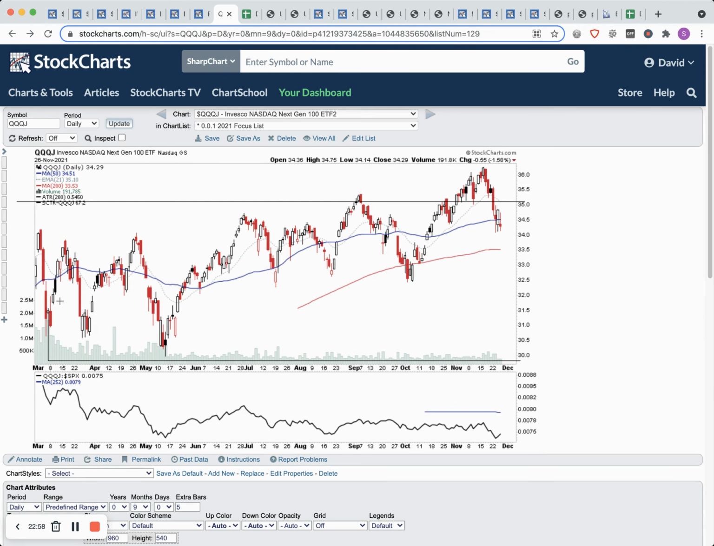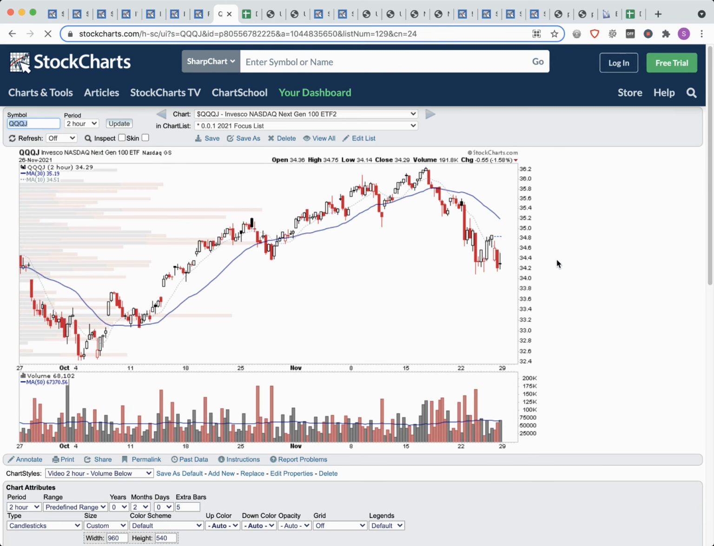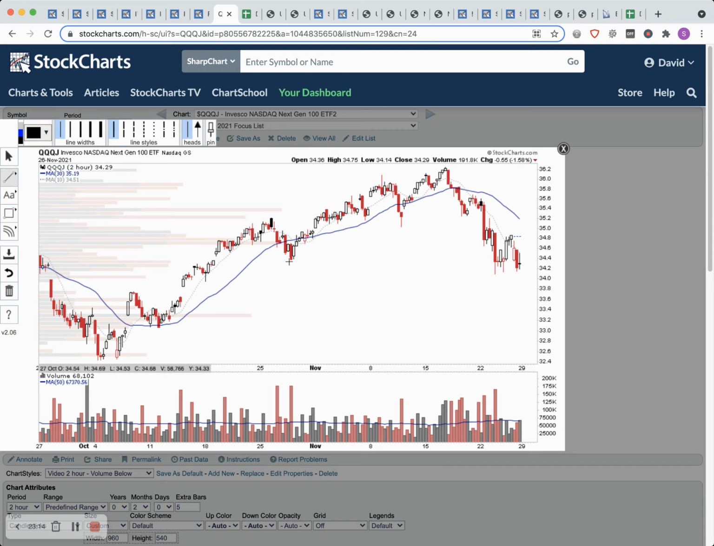Next up, QQQJ. Let's zoom in on the 2-hour on this straight away. So you can see the stage 2 rally on this one into a stage 3 top, and then the stage 4 breakdown here on this bar. You can see the moving averages are rolling over, and this is breaking through these near-term levels. So this bar here is your stage 4 breakdown level, breaking through multiple horizontal supports and a vertical trend line there.